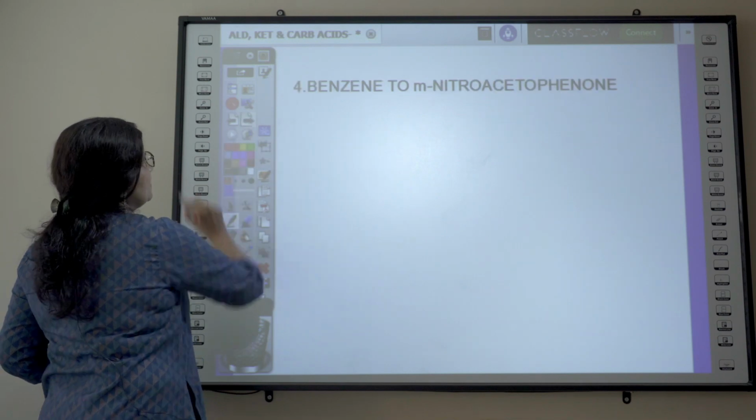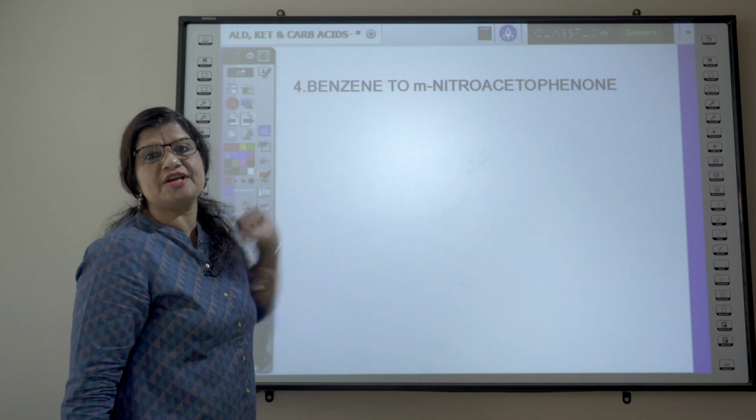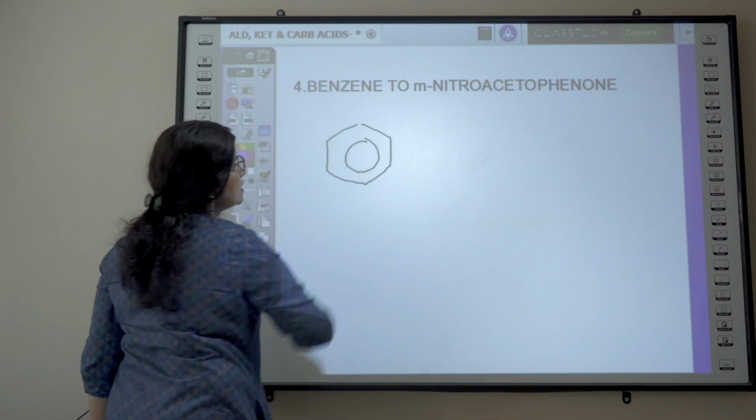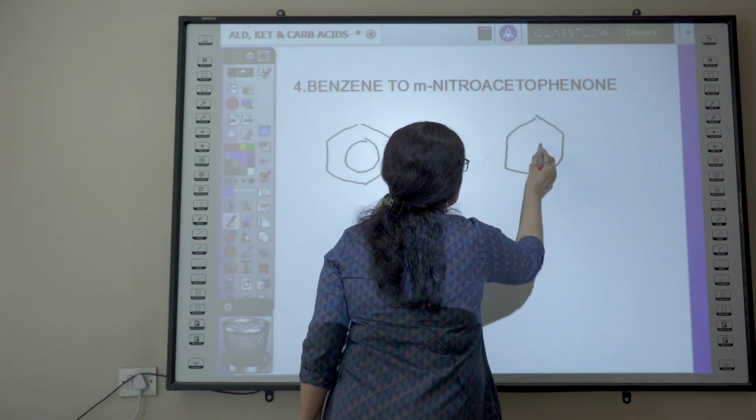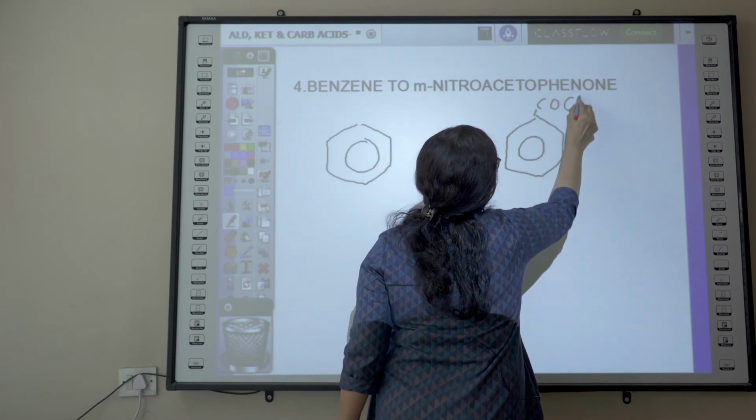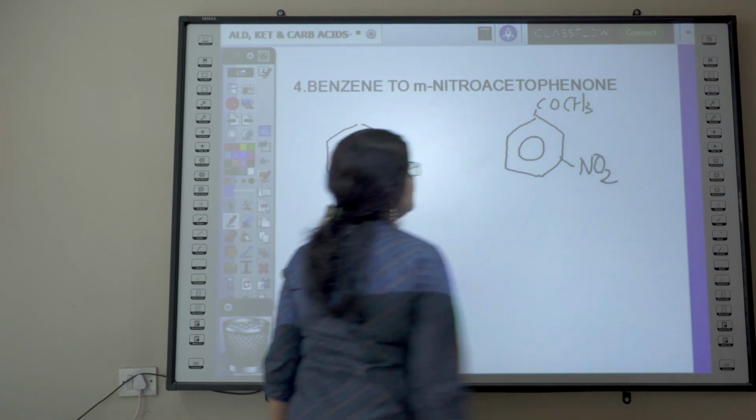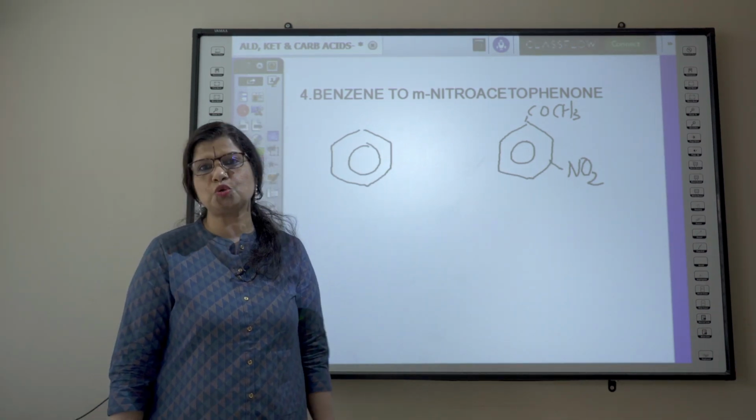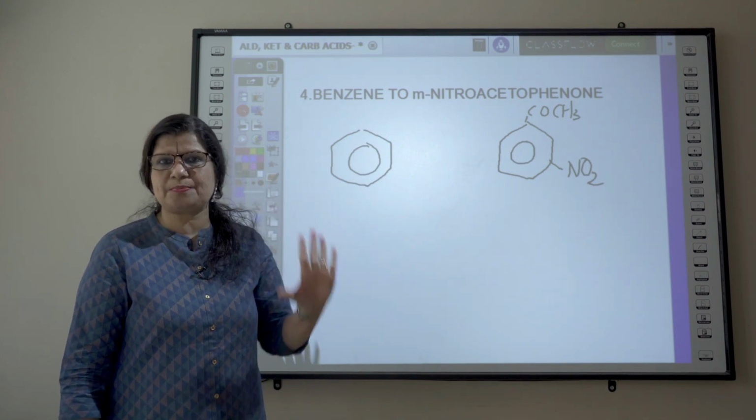The next one, benzene to meta-nitroacetophenone. First let's draw the structure of meta-nitroacetophenone. We have acetophenone, C6H5COCH3, and at the meta position we have a nitro group. So we have to introduce the COCH3 and the NO2 group to the benzene ring, and those two groups have to be meta with respect to each other.